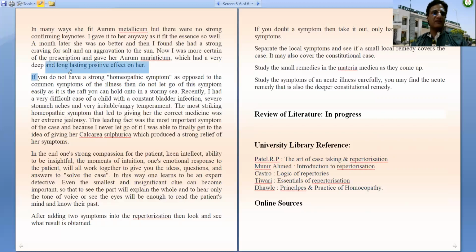So if you do not have a strong homeopathic symptom as opposed to the common symptom of the illness, then do not let go of this symptom easily, as it is the raft you can hold on to in a stormy sea.